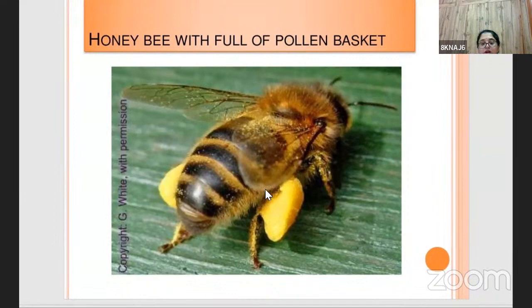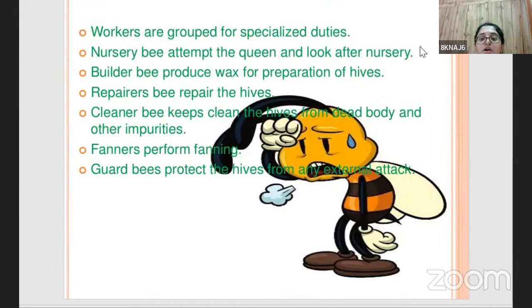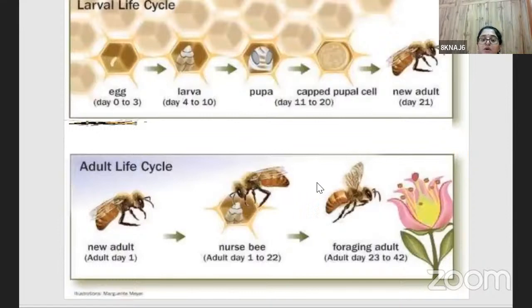Workers have a lot of special duties. You have to maintain a nursery, build the hive, repair the hives, keep the hives clean, and they have to protect the hive, etc. So a lot of work is done by the worker bees, which are female.